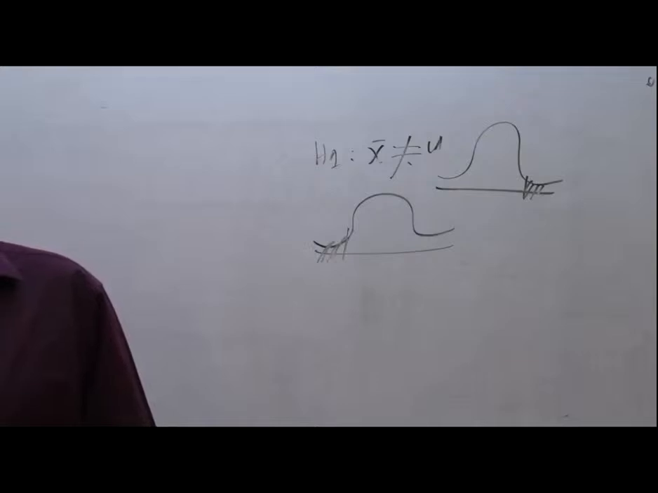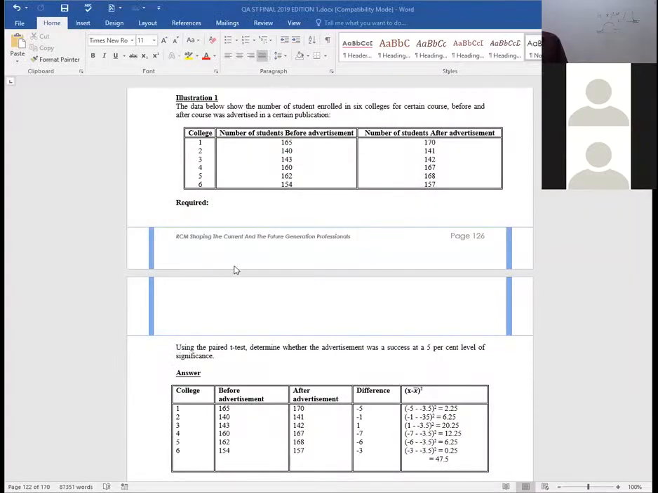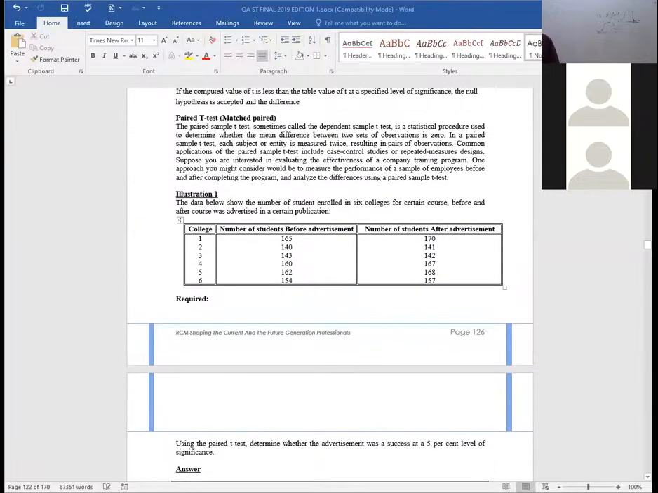So I would want us to look at the paired hypothesis. The paired t-test, matched paired. The paired sample t-test, sometimes called the dependent sample t-test, is a statistical procedure used to determine whether the mean difference between two sets of observations is zero. Don't bother about that description.